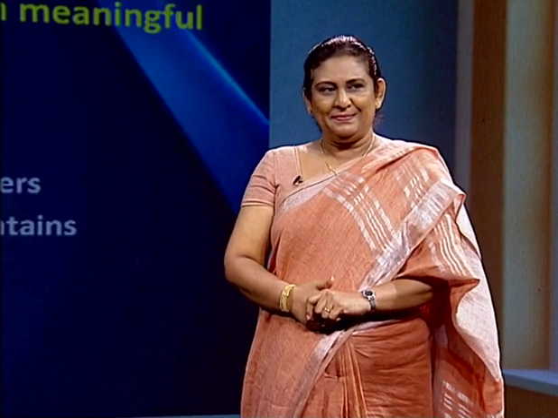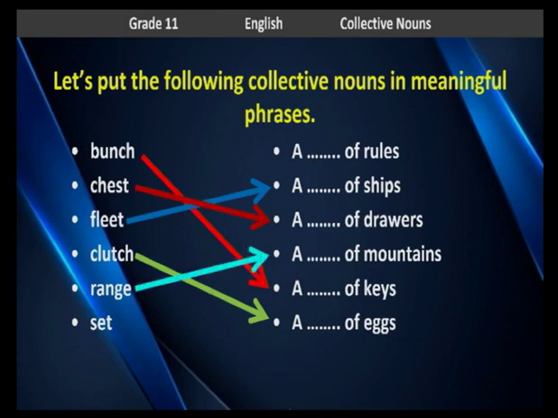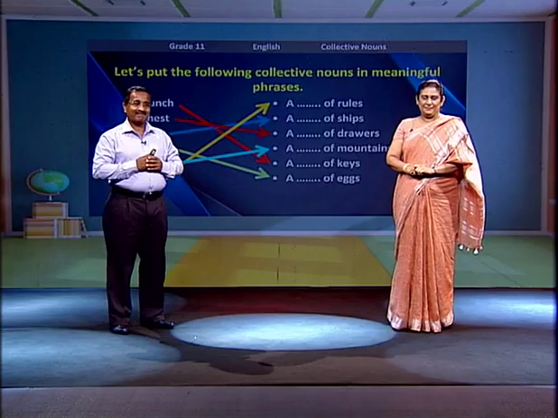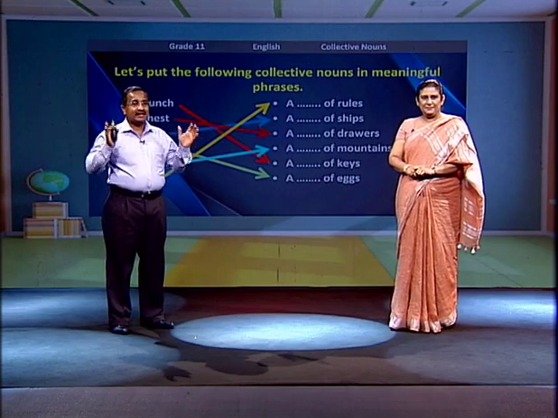Yes, children, let us do this together. First one. A chest of drawers. Second. A bunch of flowers. Third. A bunch of keys. A fleet of ships. Fourth. A clutch of eggs. A range of mountains. A set of rules. Okay, that's correct. Now we have come to a certain level of our lesson.